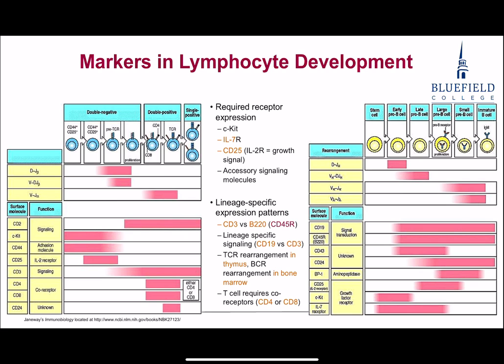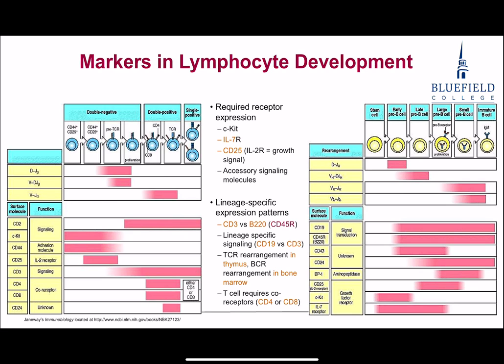Then, if you're a T cell, you need to be able to express CD25 later in the process so that you can convert from proliferating in response to IL-7 to start proliferating in response to IL-2. Because once you get out into the periphery, that is your proliferation factor, only IL-2. All right? And then we've got some of the lineage-specific markers. CD3 that says, hey, I'm a T cell. B220, CD45 that says, hey, I'm a B cell. Okay?